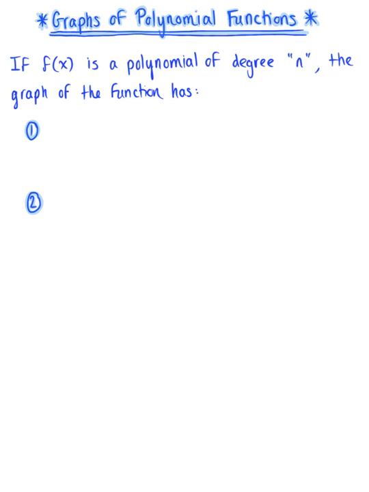So here we are further exploring the graphs of higher degree polynomial functions. So I want to begin with a little quick review here. If a function f of x is a polynomial of degree n, then the graph of the function has the following. It has at most n real zeros. And we want to note that this is equivalent to saying that the graph has at most n x-intercepts.